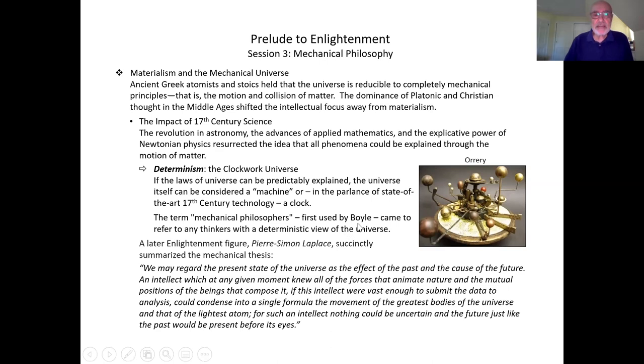The revolution in astronomy, the advances in applied mathematics, the explicative power of Newtonian physics resurrected the idea that all phenomena could be explained through the motion of matter. One half step from that position, and you could fall into a determinist theory of the universe, which many did, the so-called clockwork universe. If the laws of the universe can be predictably explained, the universe itself can be considered a machine, or in the parlance of state-of-the-art 17th century technology, a clock.